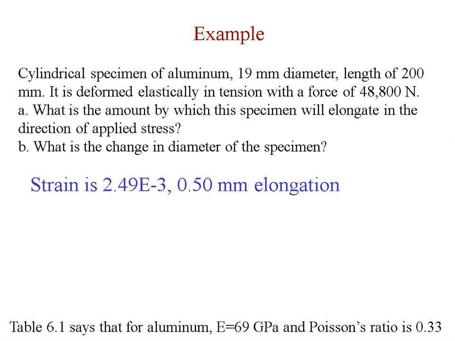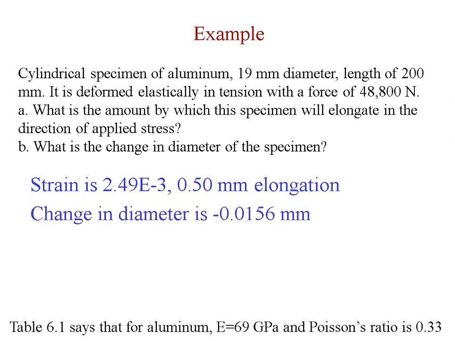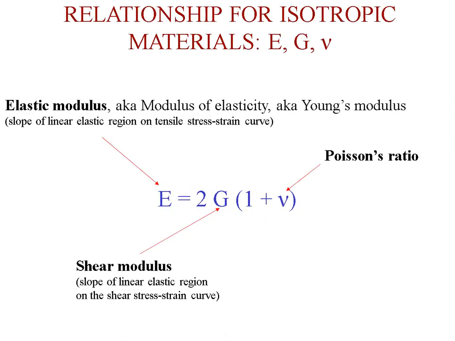Okay, so now that we have that, we use the Poisson's ratio equation and we can find the strain in the x direction. That's going to be minus 8.217 times 10 to the minus 4, which means that the change in diameter is going to be minus 1.56 times 10 to the minus 5 meters, or minus 0.0156 millimeters. The sign is negative because we're elongating in the z direction and we expect the sample to get thinner in the x and the y directions. As you might expect, there is a relationship between the elastic modulus, the shear modulus, and Poisson's ratio. Here's the relationship for isotropic materials.